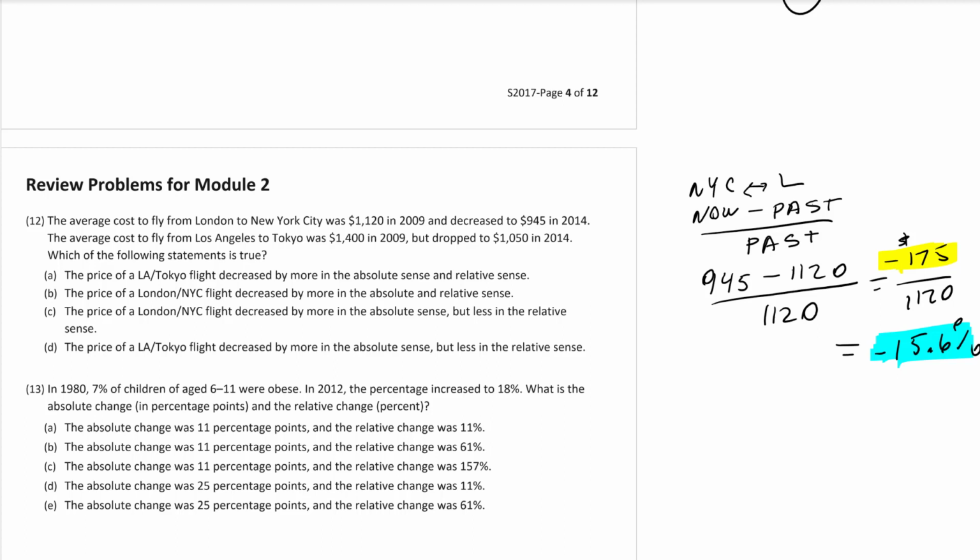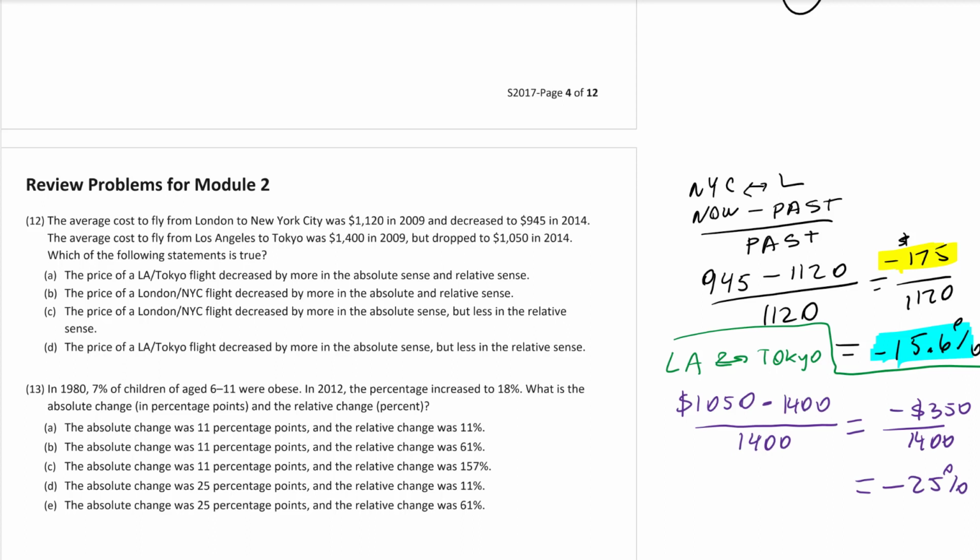Now do the same for LA to Tokyo. If you're watching this and you haven't computed it yourself, I suggest you pause the video until you see the solution. Okay, go ahead. Okay, now you see the answers on the screen. The absolute difference is 350 and the relative difference is 25%.